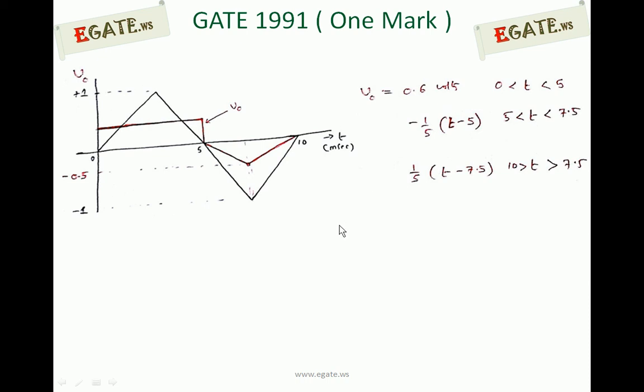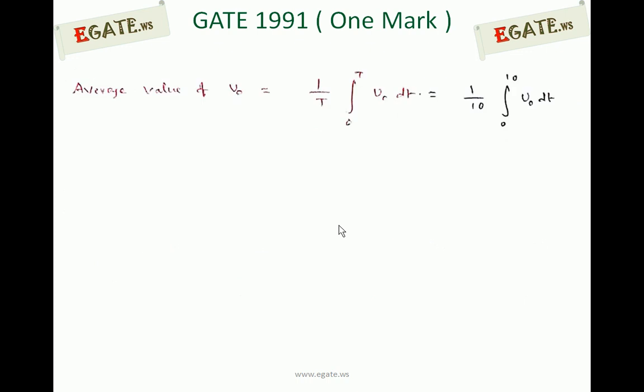Now we need to calculate the average value. Average value of V0 is equal to 1 by T integral 0 to T of V0 dt. This is the equation for the average value. It is calculated from the area under the output waveform, divided by the time period. So T is 10 milliseconds, and we write it as 1 by 10, integral 0 to 10 of V0 dt. For V0 we have 3 segments.